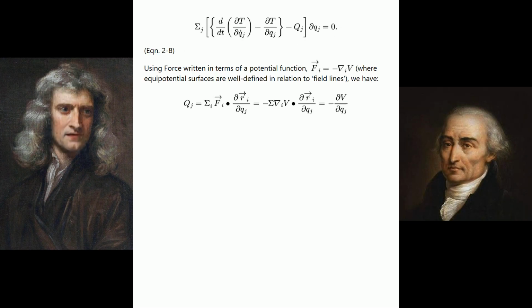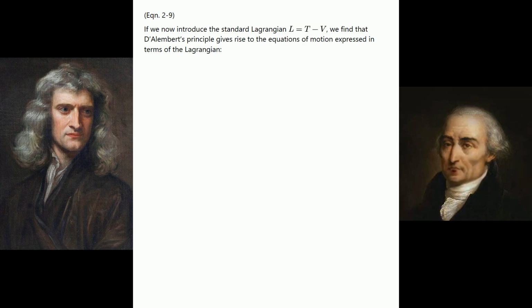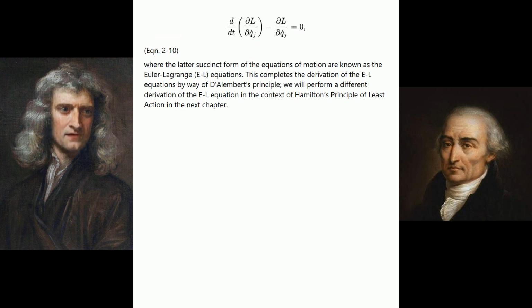Equation 2-8. Using force written in terms of a potential function, where equipotential surfaces are well defined in relation to field lines, we have equation 2-9. If we now introduce the standard Lagrangian L = T − V, we find that D'Alembert's principle gives rise to the equations of motion expressed in terms of the Lagrangian. Equation 2-10, where the latter succinct form of the equations of motion are known as the Euler-Lagrange (EL) equations. This completes the derivation of the EL equations by way of D'Alembert's principle.